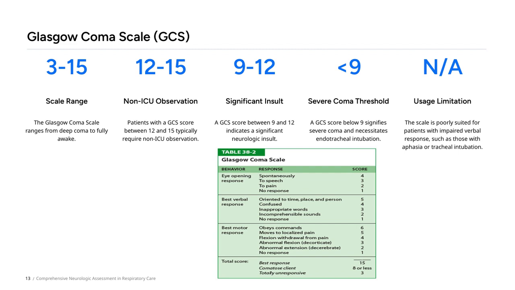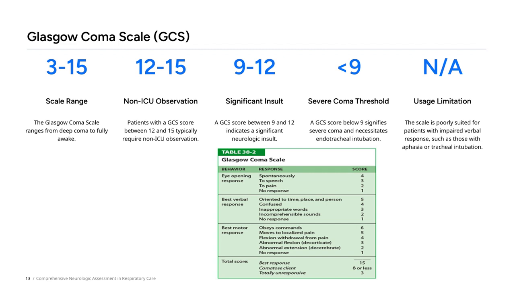First, it's important to understand that while the GCS is a valuable tool, it does have some limitations. For example, the scale is less effective in patients who have impaired verbal responses, such as those with aphasia or who are tracheally intubated. In these cases, assessing verbal responses becomes challenging, so we need to interpret the scale with caution. Next, let's talk about what the scores mean in terms of patient severity.